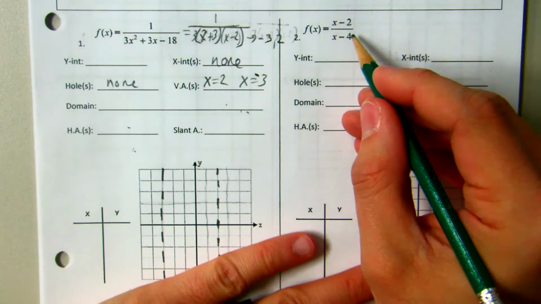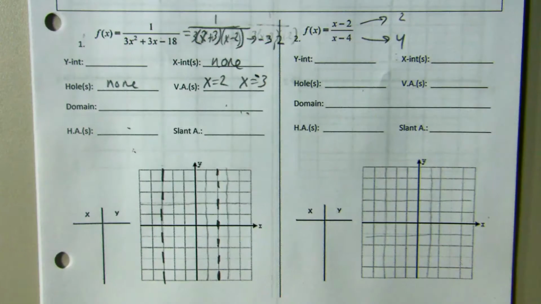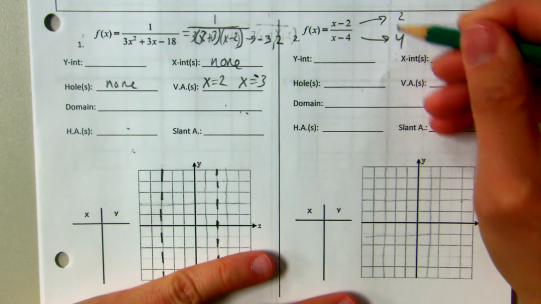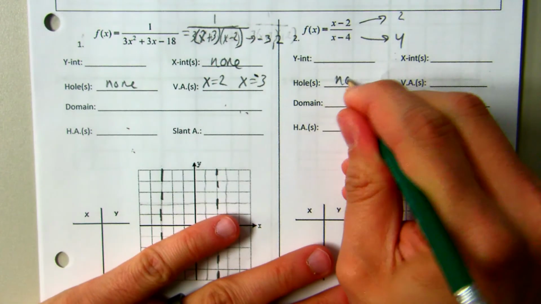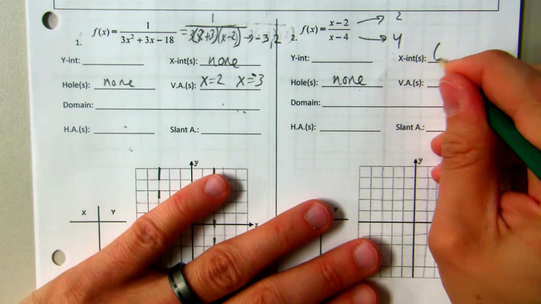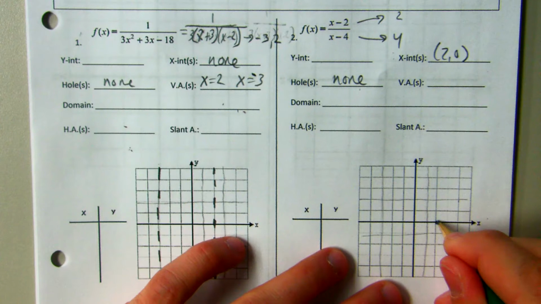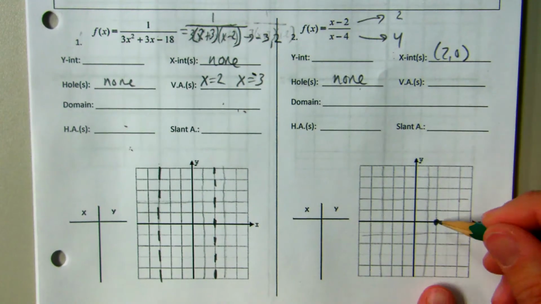But this one's a little bit easier because it's already factored. I should already be able to tell you where the numerator equals 0 and where the denominator equals 0. No number makes both of them 0, which is how you get a hole. One number makes only the numerator 0, which is how you get an x-intercept. And of course, we can put that on our graph.